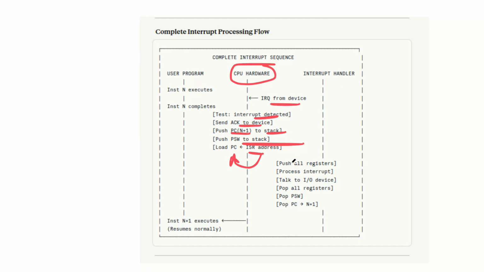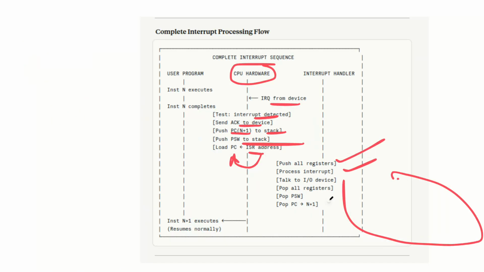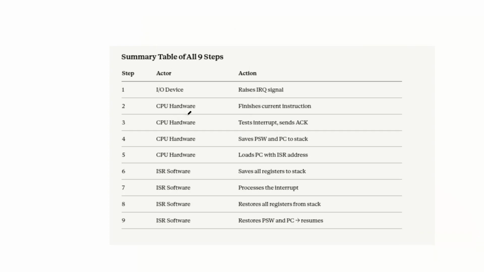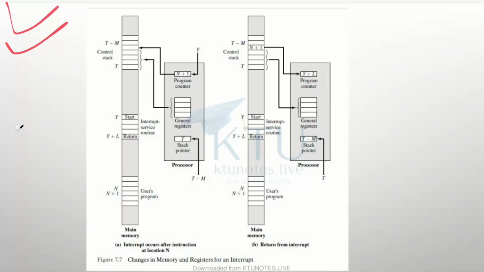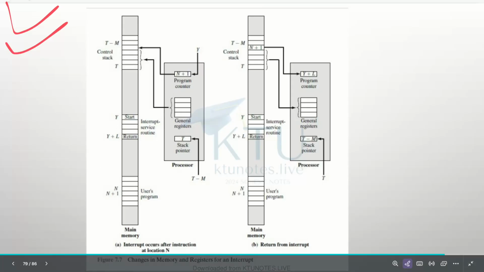Then the software part was: it will push all the registers and process the interrupt. After the processing is finished, the registers are popped out, then the PSW and the PC value are popped, right? That is how the main cycle is happening. Fine. Now we have to understand this diagram here. Okay, then we will do it in the next video. Thank you.